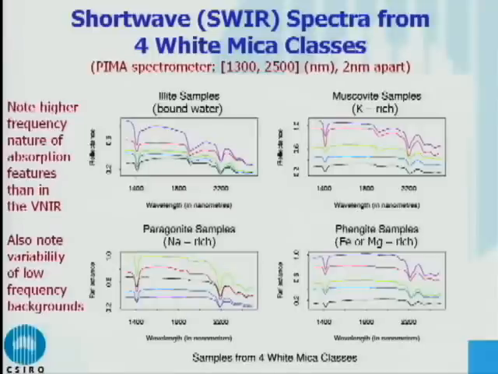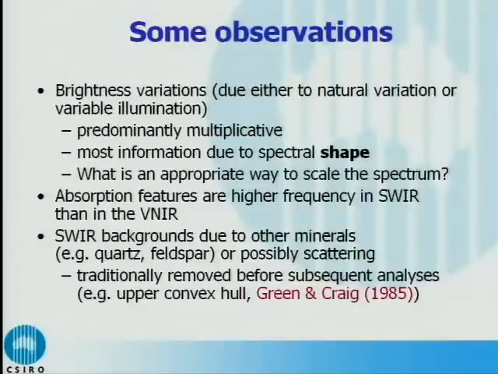If you have the sun, and you've got trees facing the sun, you're on the side of a hill, trees facing the sun will be brighter, and those on the other side will be darker. So there are all those sorts of variations. And to first order, they're essentially multiplicative. Most of what I've said is on this slide. There are brightness variations due either to natural variation or variable illumination. They're predominantly multiplicative. Most of the information is due to spectral shape.